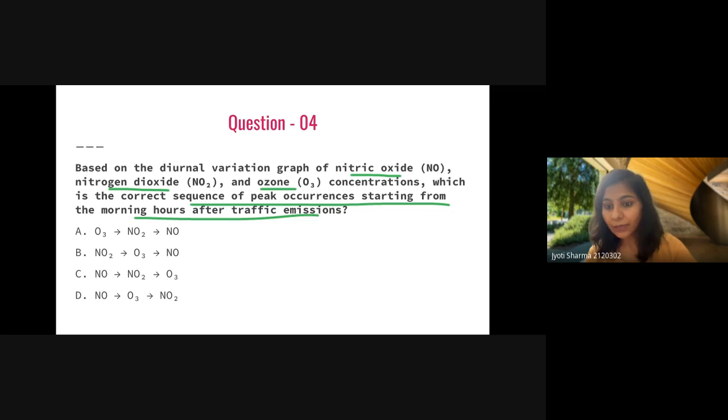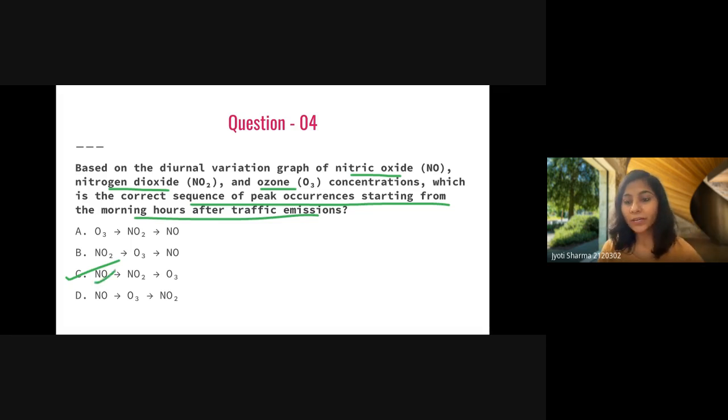Okay, so I'm getting a little bit of mixed reaction. Someone is saying D and someone is saying answer C. Okay, so I should stick with answer C. I will tell you why. So first, nitric oxide will release. After that, nitrogen dioxide will release, and after that, ozone will release.